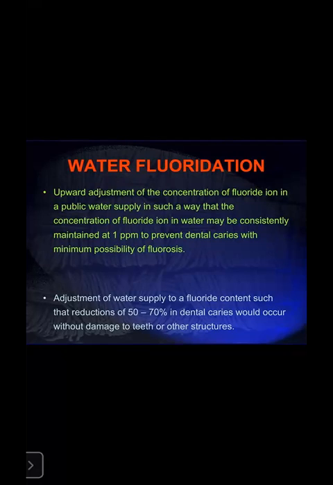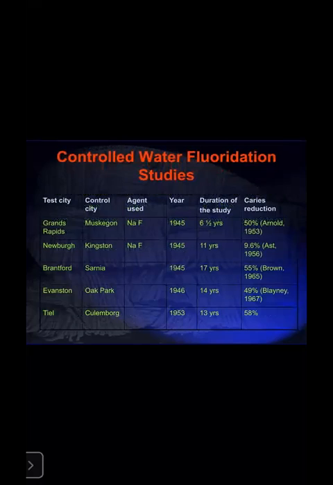What we are doing is maintaining the fluoride level in drinking water at an optimum level, which may be between 0.7 to 1.2 ppm depending on the temperature of that area or locality. The adjustment of fluoride content in the water supplied is such that it reduces caries by 60 to 70%. It has been said that water fluoridation reduces caries by 60 to 70%.